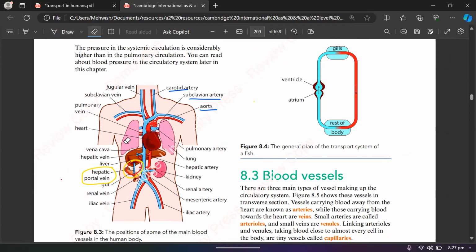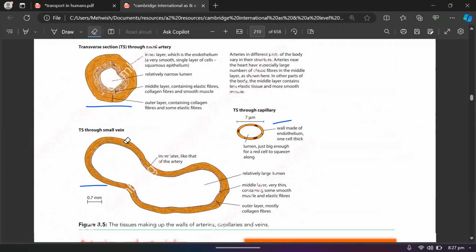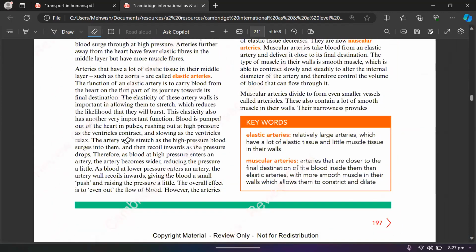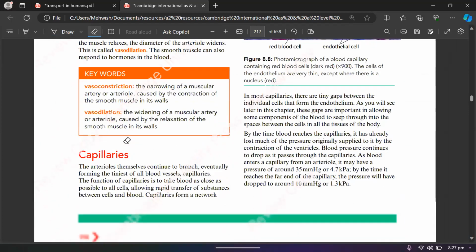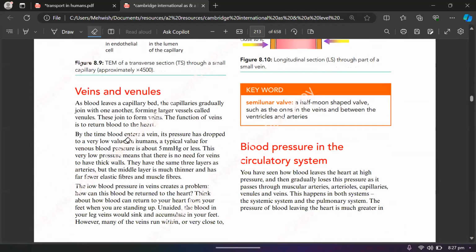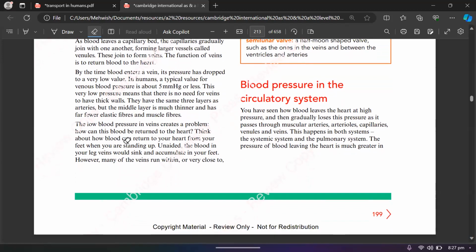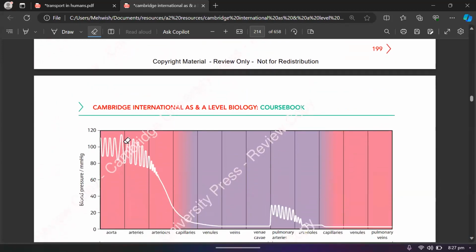So you need to memorize all these names of the arteries and veins, and you should have an idea which artery or which blood vessel is supplying blood to which part of the body. We are just done with all this in our last class, right? And we have discussed this. Now comes the turn for blood pressure in the circulatory system, right?